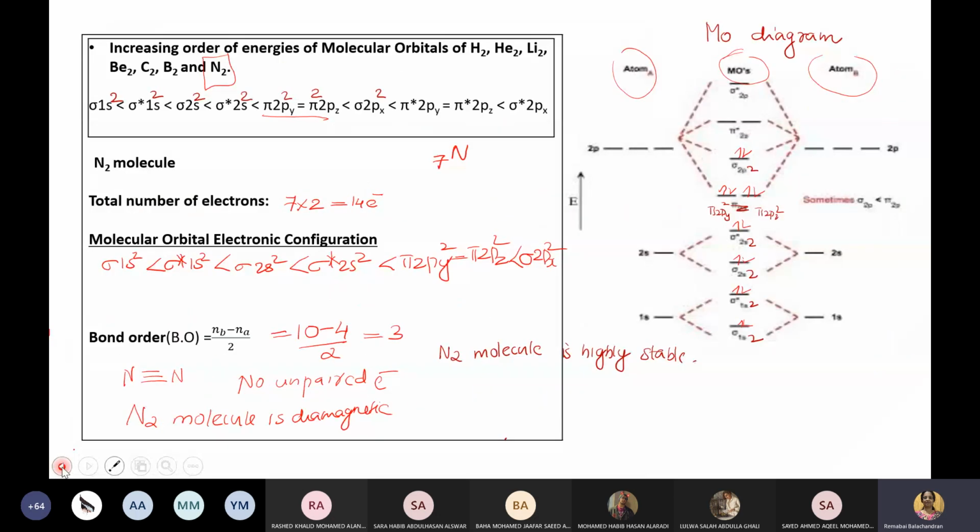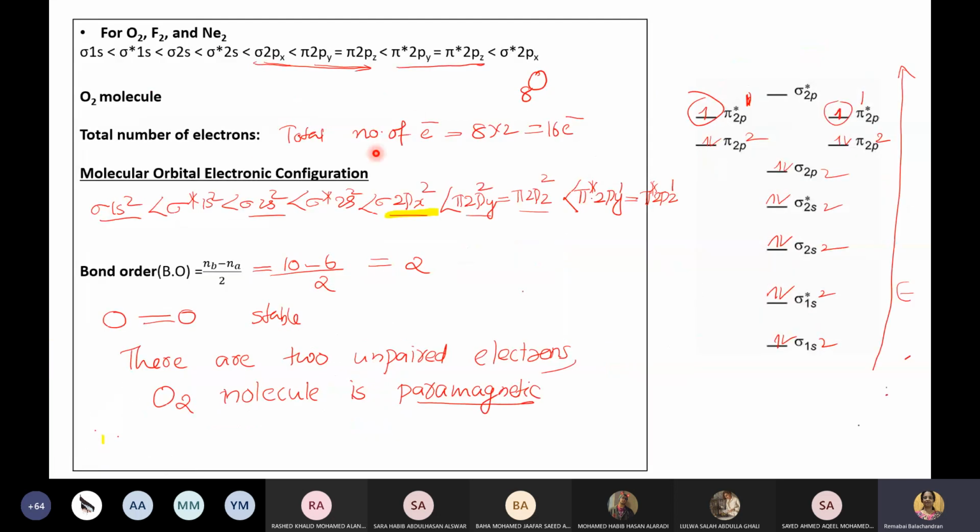Look over here. This is the last one under this one, N2. So now we go for O2. What's the speciality of O2? First, what is coming? Sigma 2p. Sigma, then pi. So don't forget in the exam, okay? If you make it wrong, the whole thing is wrong.